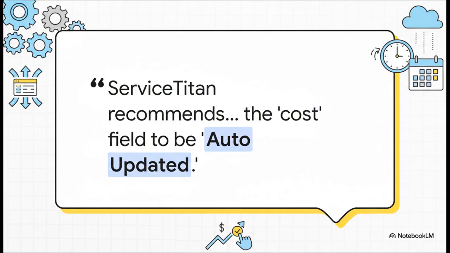Now listen up, because this is probably the most important tip in this whole section. You have got to set your costs to auto-updated. This tells the system to automatically grab the latest pricing from your vendor every single night. That means your job costing is always accurate, and you don't have to lift a finger to do it.